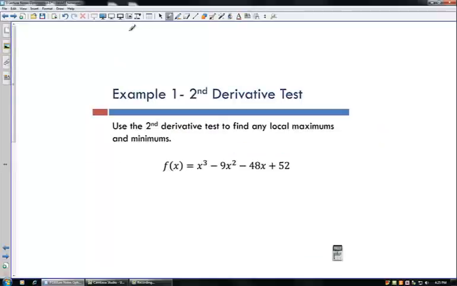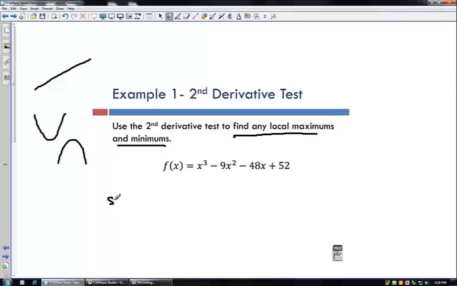All right, so here's our first example using the second derivative test. We have f of x equal to x cubed minus 9x squared minus 48x plus 52. And we want to find any local maximums and minimums if they exist. Now it could have just a local minimum, looks something like that. It could just have a local maximum, looks something like that. It could have neither. It could be a line, which has neither a local min or a local max.